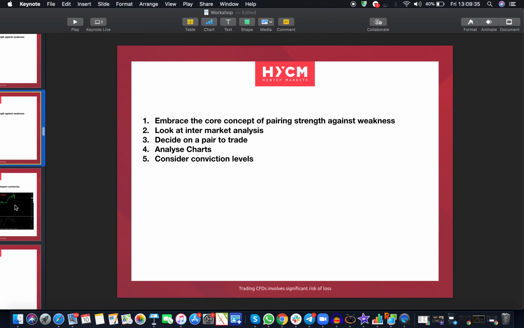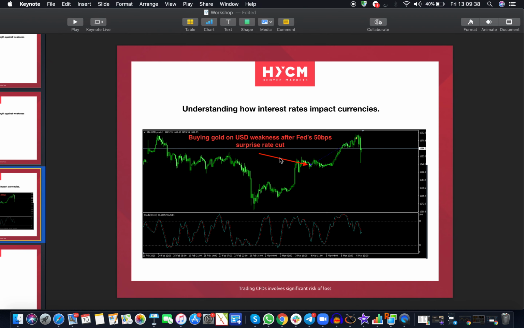Now, an example where you might have high conviction levels is here. It's a trade that I took around March when the Federal Reserve had a surprise interest rate cut, cutting by 50 basis points. This was likely to weaken the dollar against gold, and so I bought gold on the anticipated US dollar weakness and took a nice quick run to the upside based on that surprise Federal Reserve interest rate cut. It was a good example of the fundamentals being strong. We had strength against weakness, and we also had a high conviction level. So that's what tends to make the best trades.